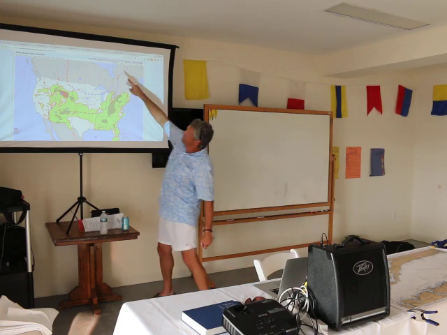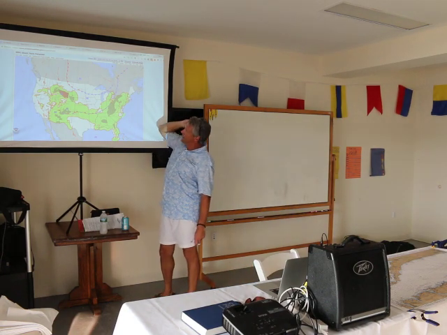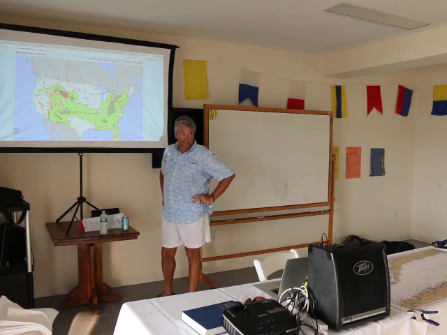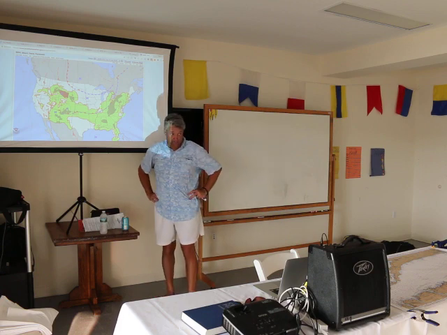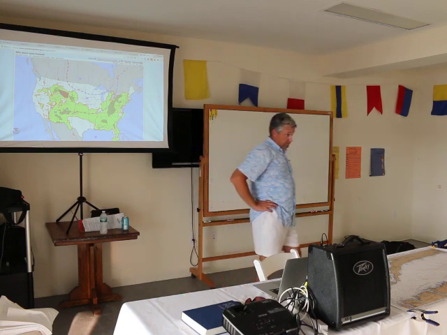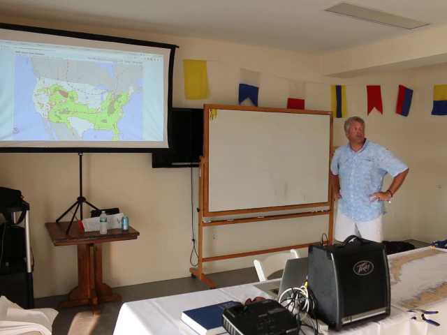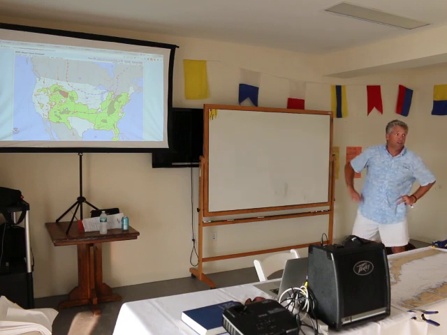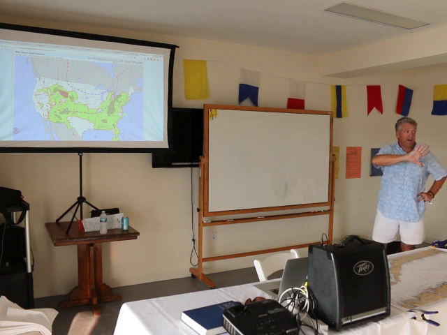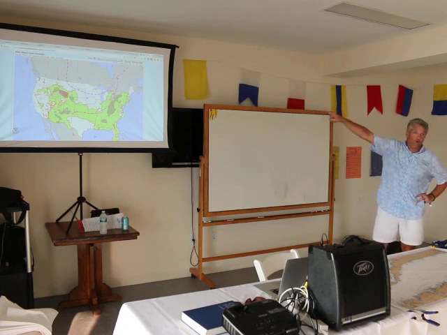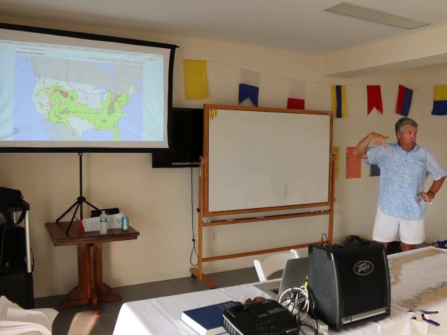So this says 00Z UTC Tuesday. What time is that? Midnight UTC, right. So what time is this map for here? Are we ahead or behind UTC? How many hours? 5. It's the summertime, so 4. In the wintertime we're 5 behind, summertime we're 4 behind. So 00Z UTC is 2400, so it's 8 o'clock here.